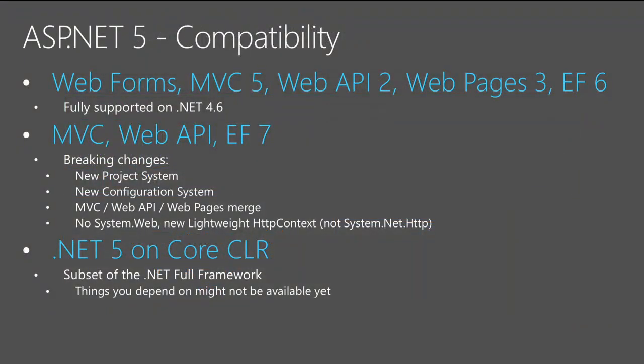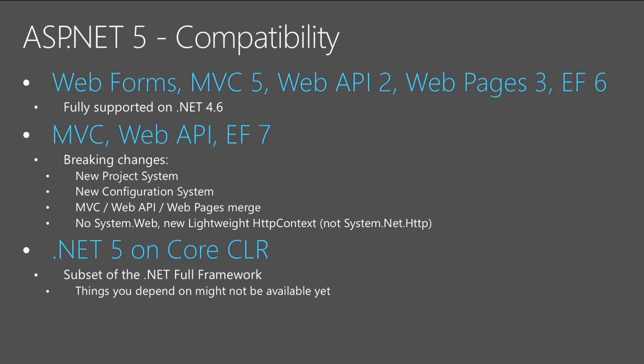Compatibility. This is the big question that people ask me. Jeff, what do I do? How do I get my stuff from MVC 5 to MVC 6? MVC 5 and all the stuff that we currently have out there, including EF6, are fully supported on the .NET Framework 4.6. But when you go to ASP.NET 5 and you want to use Core and the ASP.NET 5 frameworks, you're only using the new MVC, the new Web API, and the new EF7. Okay? There's a talk a little bit later today on EF7.